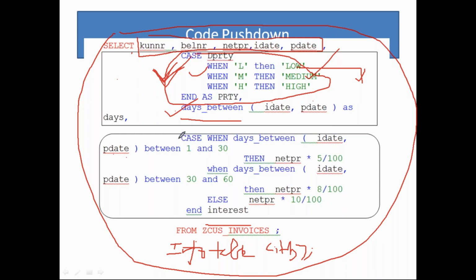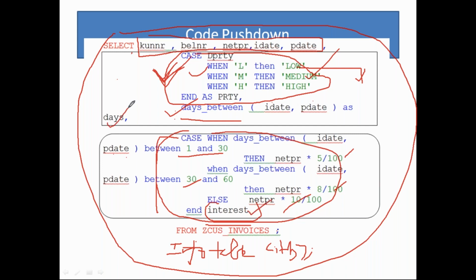Similarly, this is one more case statement. When the days between is between 1 and 30, 5%. Else if it is 30 to 60, 8%. Else it is 10%. This end as interest. This is the result for one column called interest. This is the result for one column called due days. This is the result for one column called priority. These are all straightforward values.